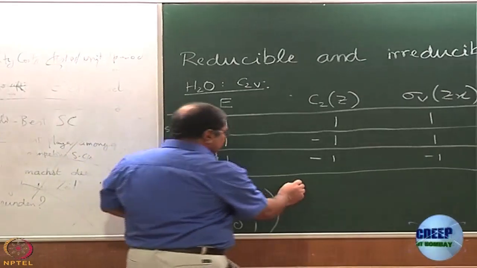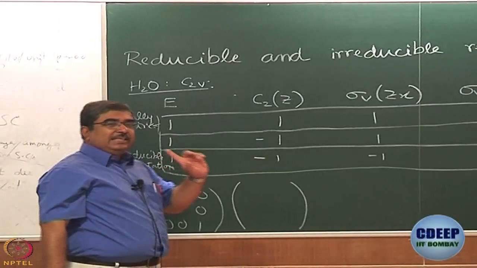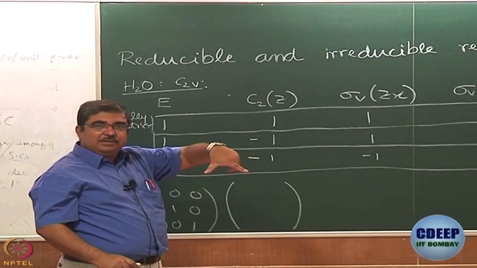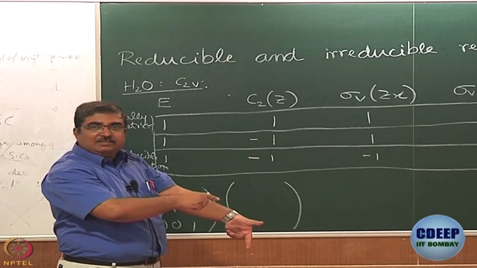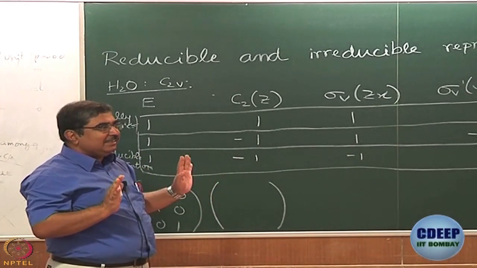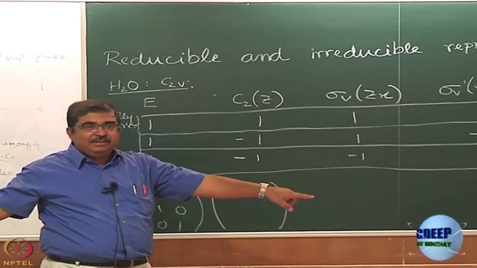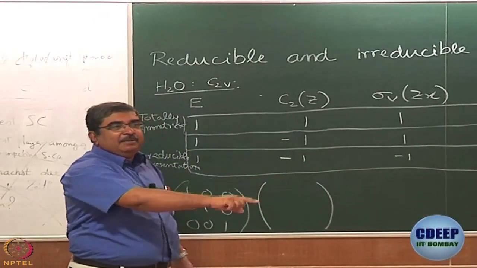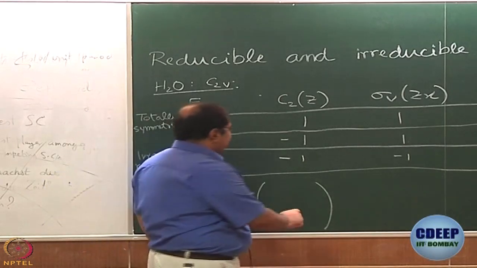Now, what about C2Z? When C2Z operates on the water molecule, O remains O, HA becomes HB, HB becomes HA. Is that right? A, B, turned by 180 degrees, A becomes B, B becomes A. Are we clear? What will the matrix be in that case?